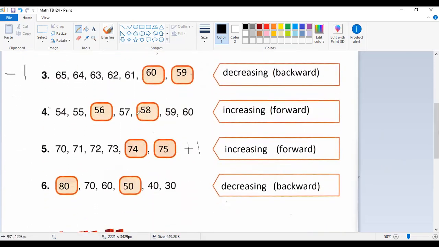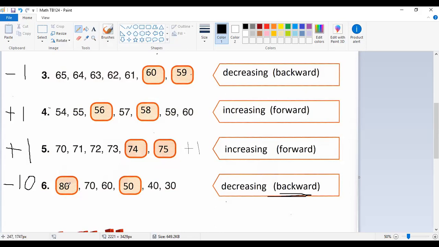Okay. This one, what are we doing? We're getting bigger. We're counting forward by plus 1. I already wrote this one in. I'll put it over here again. Plus 1. 70, 71, 72, 73. And our last one, we're getting smaller. We're counting backward by minus 10.